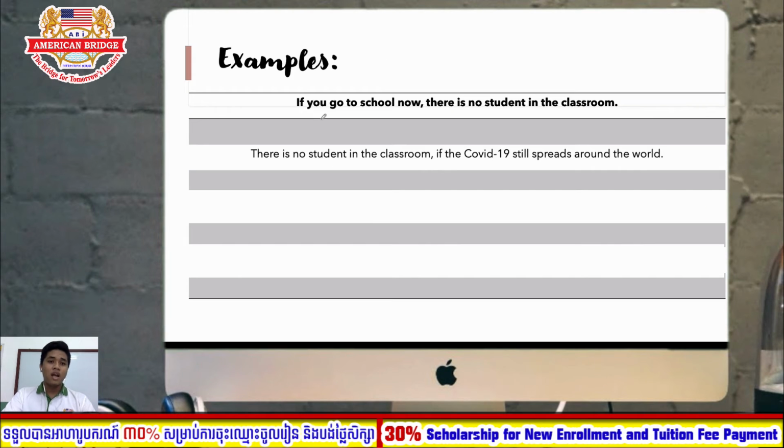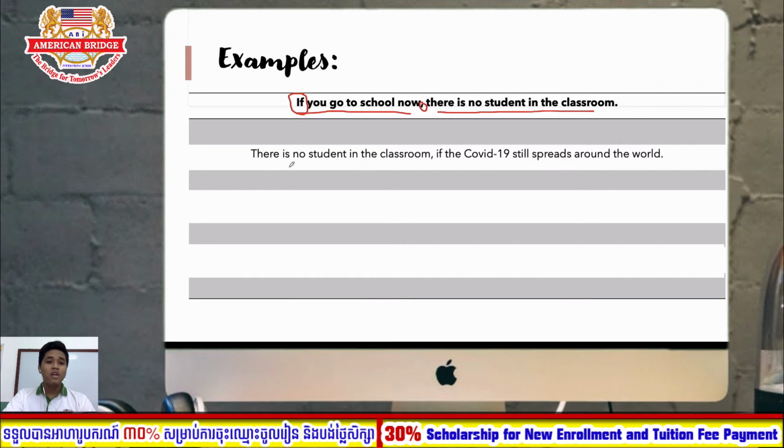So here are some examples that use the zero conditional. If you go to school now, as you can see, this is the if clause. There is no student in the classroom, and this is the result clause or the main clause. As you can see, we have the clause that starts with the word if and is separated by a comma right here. So this structure we call conditional or zero conditional.